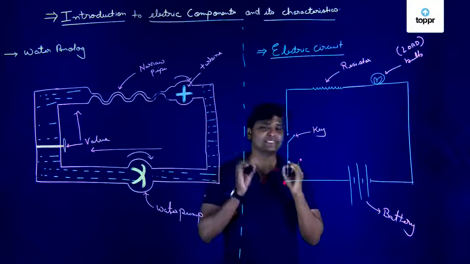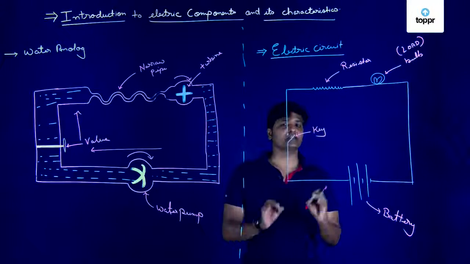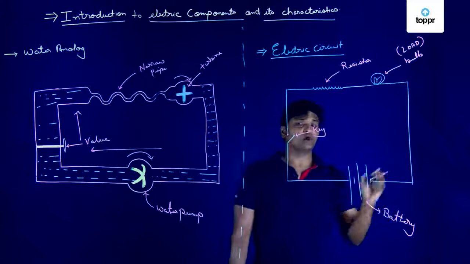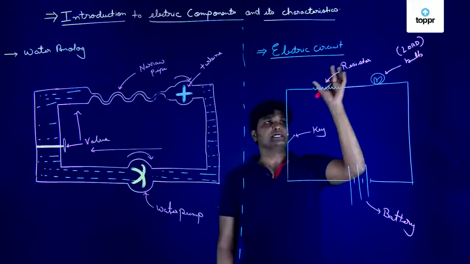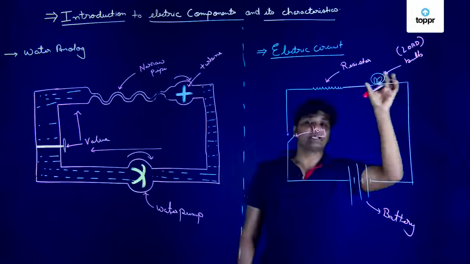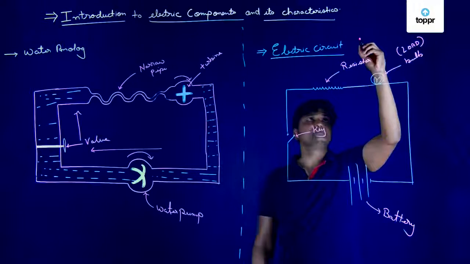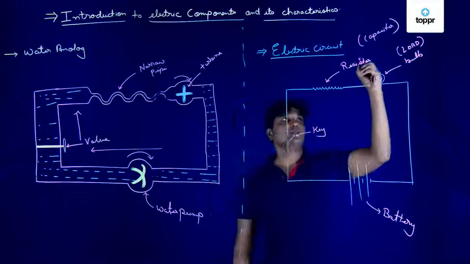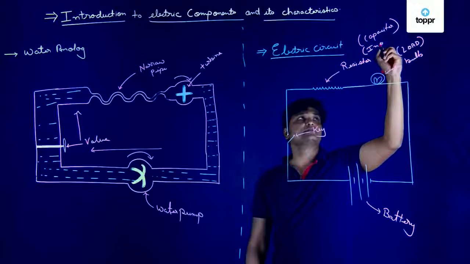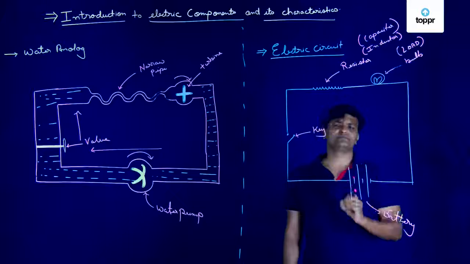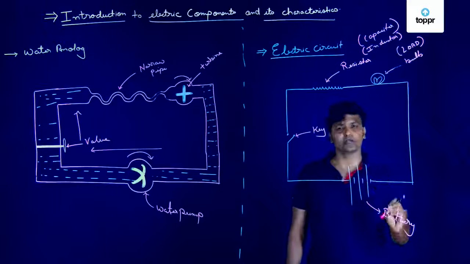This was some basic introduction to the electrical components. Now, in any other complicated circuits, you can see that this resistor is also accompanied by something which is called as capacitor. It is also accompanied by something which is called as inductor. So these are the basic introduction to electrical components.